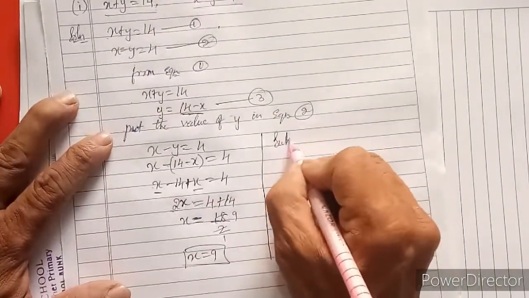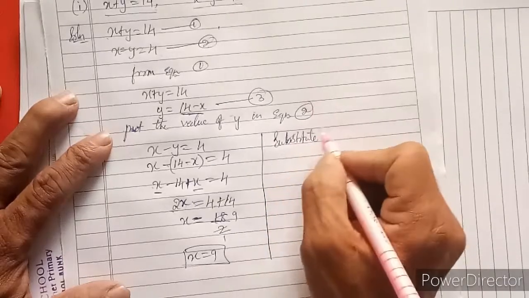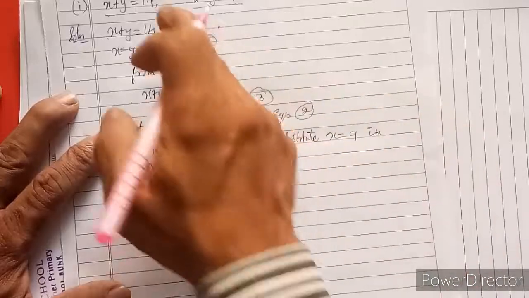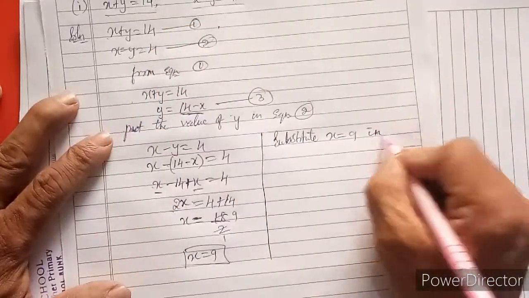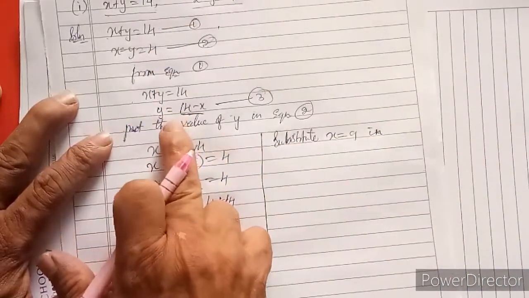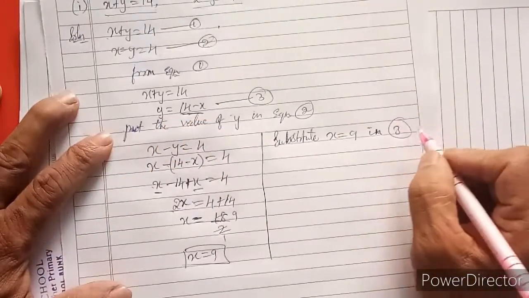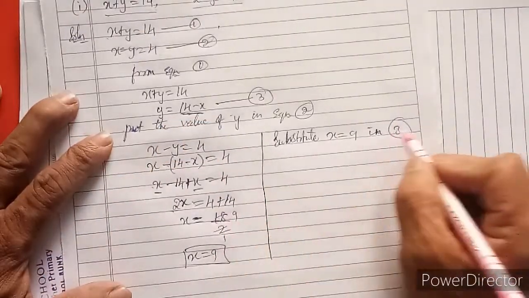Substitute x is equal to 9 in any equation, 1, 2 or 3, no problem. We have to find the value of y, so I can put it in equation 3.